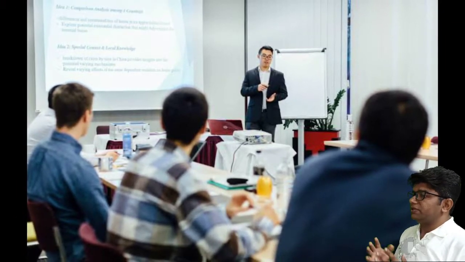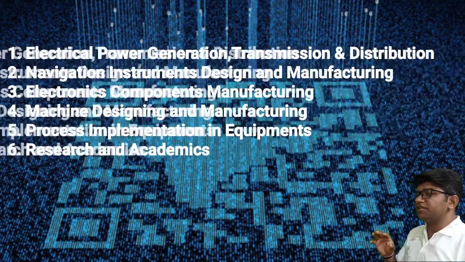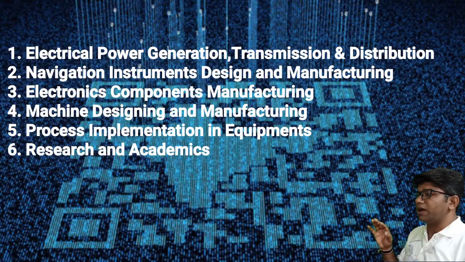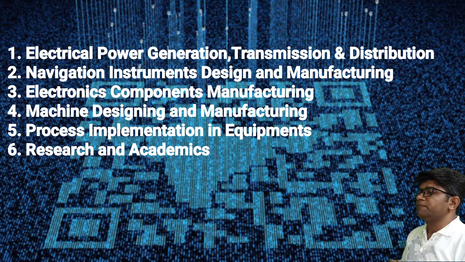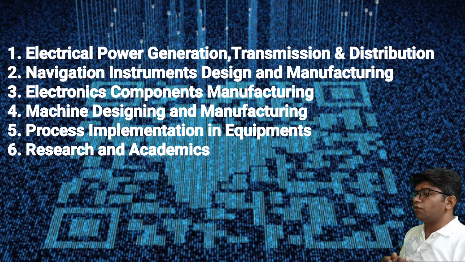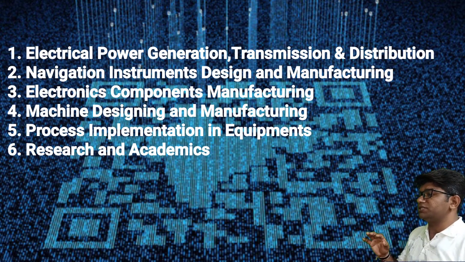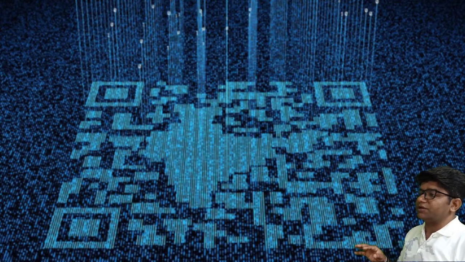So I repeat, they are going to do many things. First is electrical power generation, transmission and distribution. Second is navigation, measuring, electromedical control and biomedical instrument manufacturing. Third is semiconductor and other electronics component manufacturing. Fourth is machinery manufacturing. Fifth is implementation of processes in equipment. And the sixth one is academics and research. So this is about career scope in electrical and electronics engineering.